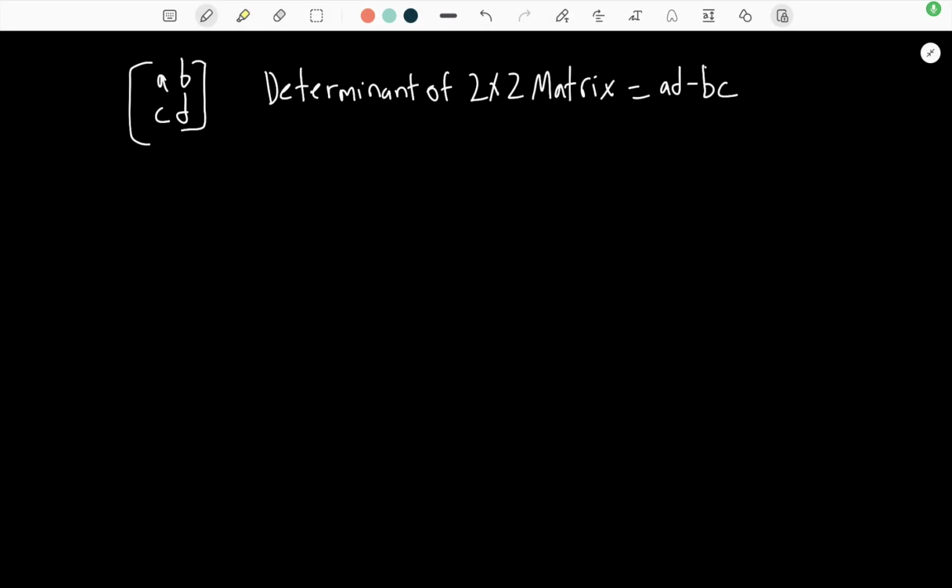In this video, we'll be finding the determinant of matrices. So let's start with the 2 by 2 matrix. This only applies to 2 by 2. If we have a 2 by 2 matrix, which is A, B, C, D, the determinant of any 2 by 2 matrix is A times D minus B times C. Now let's look at some examples to see this formula.